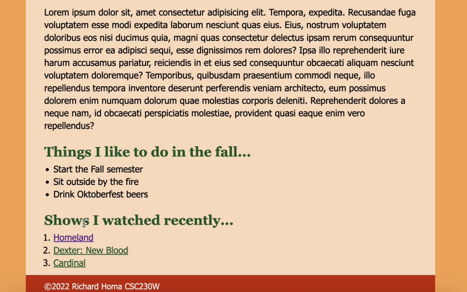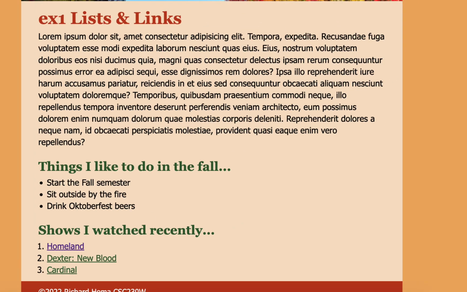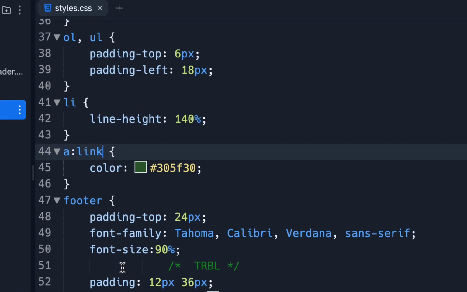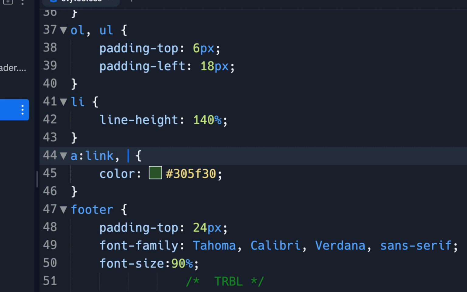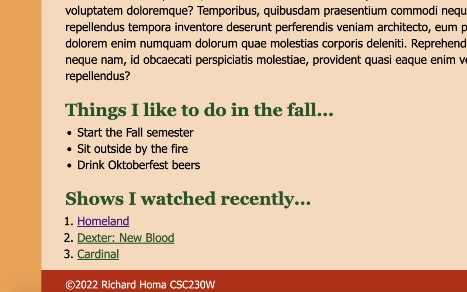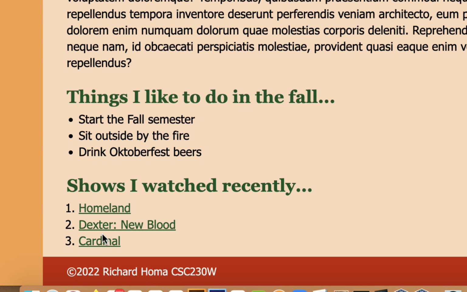It's still using that visited, so we're going to take that out. And what we could do is to put both of them in here. I could put a comma and put a:visited. That way it's all in one declaration block. a:visited, a:link, and they're both going to use that color. So let's see if that works. And that wipes out that visited.